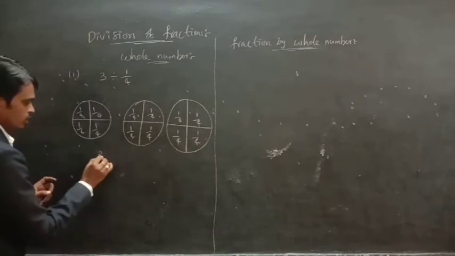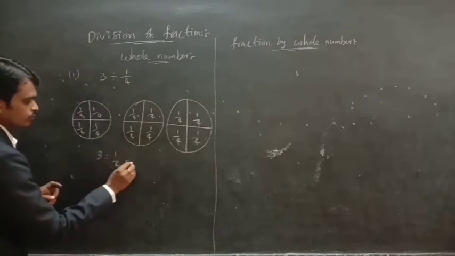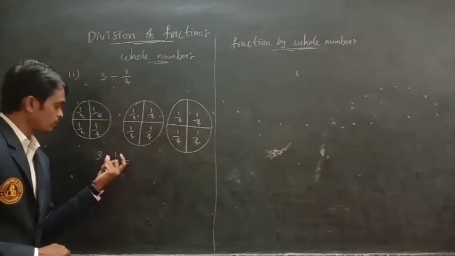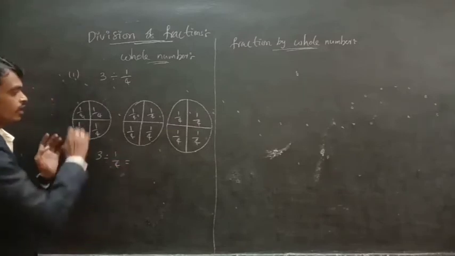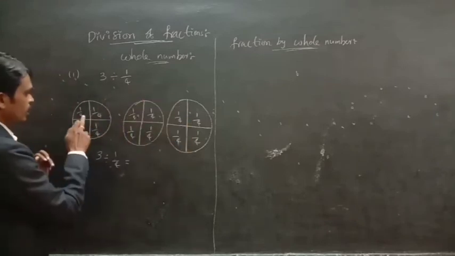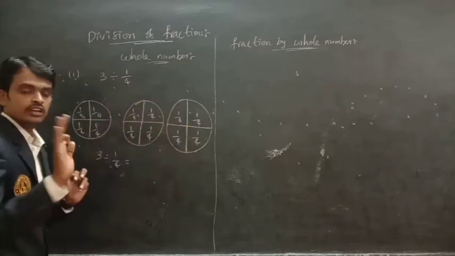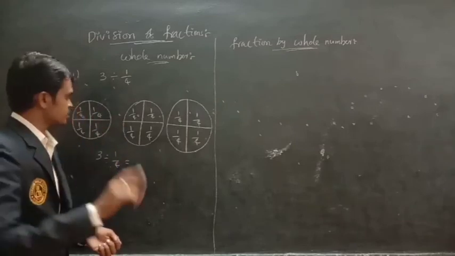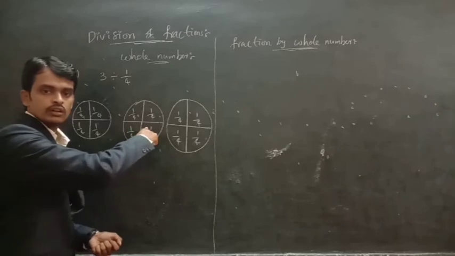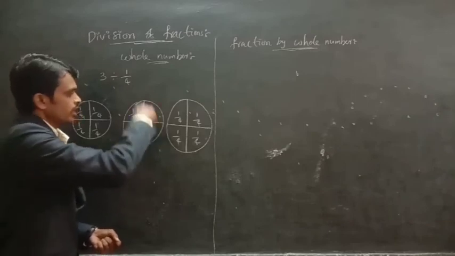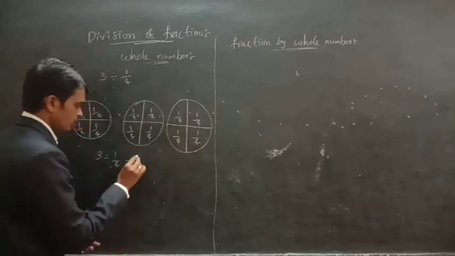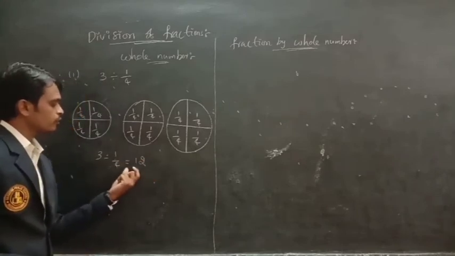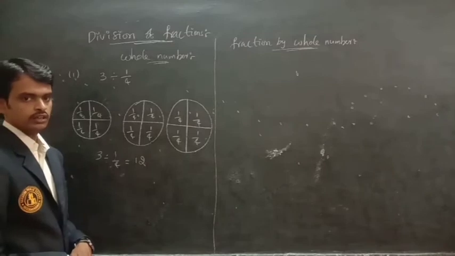Now the answer: 3 whole parts, each divided into 1 by 4 equal parts. Let us count the total parts: 1, 2, 3, 4. Each whole has 4 parts. 4 plus 4 is 8, 8 plus 4 is 12. So the answer of 3 divided by 1 by 4 is 12.